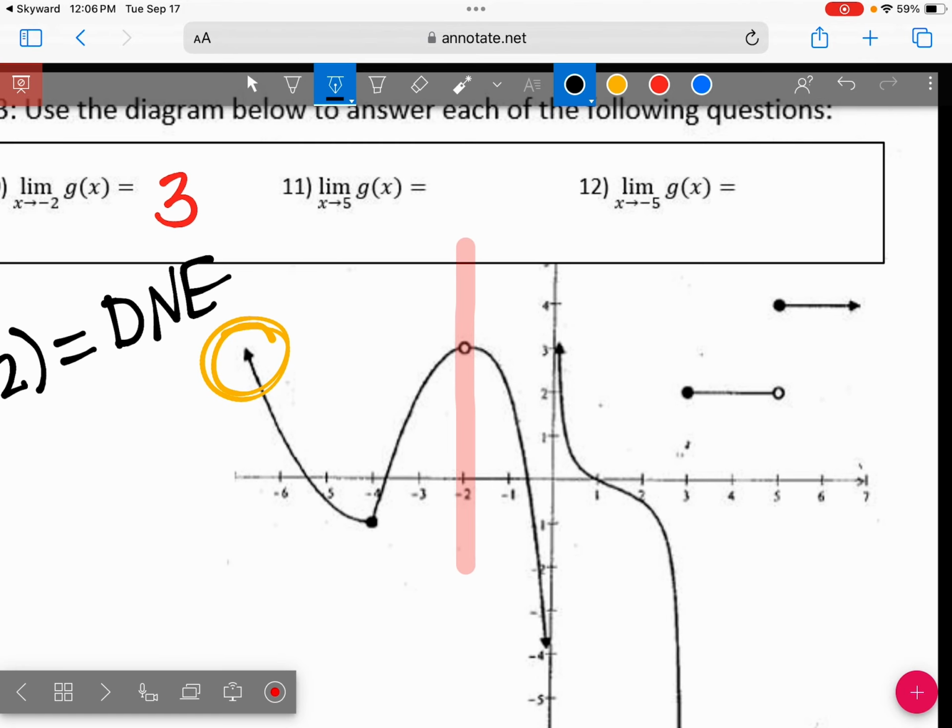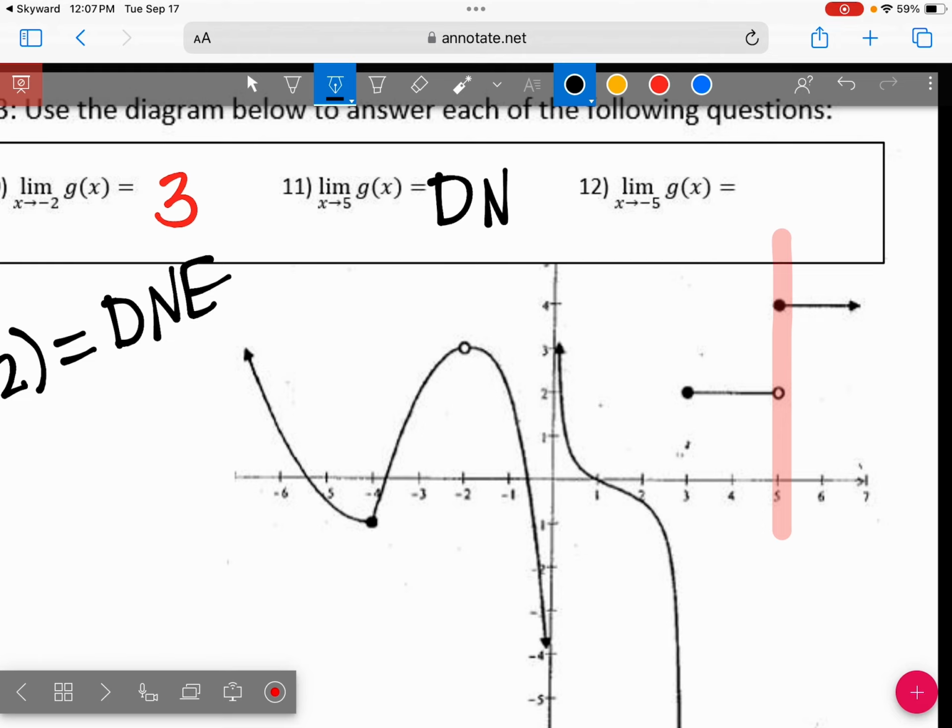+5. Well, first of all, we have what kind of discontinuity happening at +5? A jump. It's a jump. And all jumps have a limit of what? Does not exist, because the left side and the right side don't agree. The left side is at 2 and the right side is at 4. So the limit would be does not exist. All right, -5. -5 does not have a discontinuity. So your limit would just be where it hits that graph. And that looks like about -0.5, -1/2.